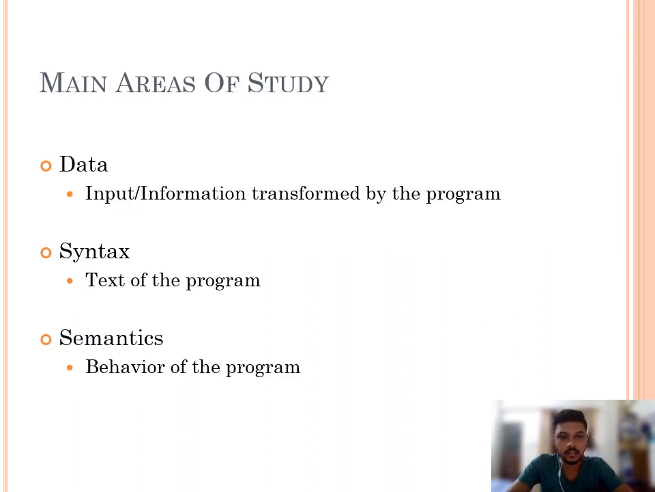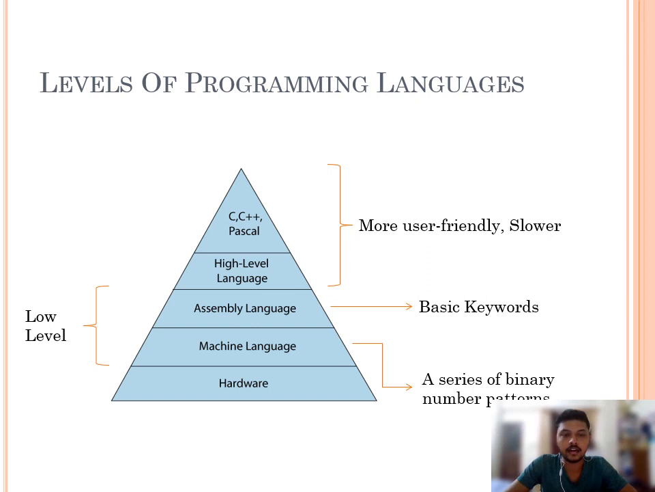There are three main areas of study when it comes to the study of programming languages. They are data, syntax, and semantics. The data is the input or information transformed by the program. The syntax is the text of the program, which is similar to the grammar of our natural language. And the last one is the semantics. The semantics is the behavior of the programs, which is similar to the meaning of a sentence in our natural language.